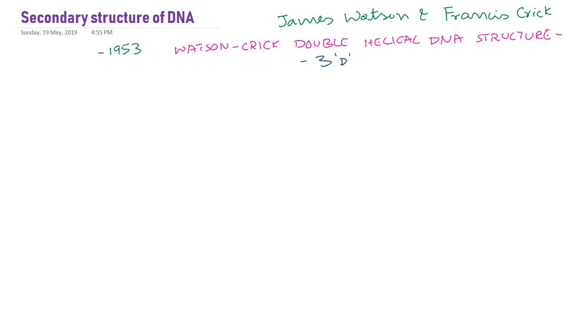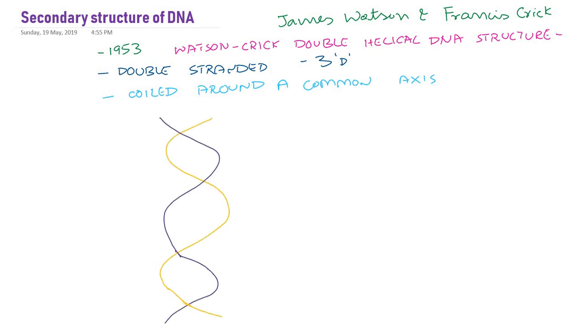So they proposed that DNA is double-stranded. It is not only double-stranded, it is helical, a coiled structure, and the strands are coiled around a common axis. They proposed a model showing that DNA is double-stranded and coiled around a common axis. So I am going to draw the structure here. The structure of DNA according to the Watson and Crick model looks like this. There are two strands, but they are coiled around a common axis.